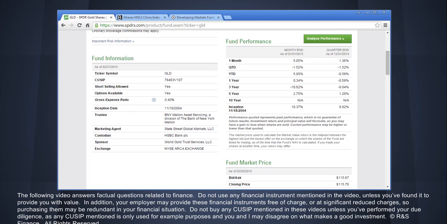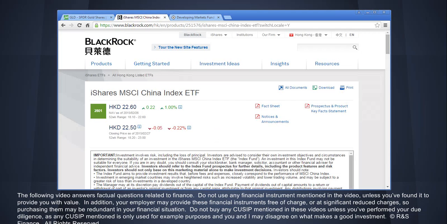Now, all sites are different. That's why I'm going to use these other two. So this is another fund that I own. It is the BlackRock iShares China Fund. It is a Hong Kong fund.